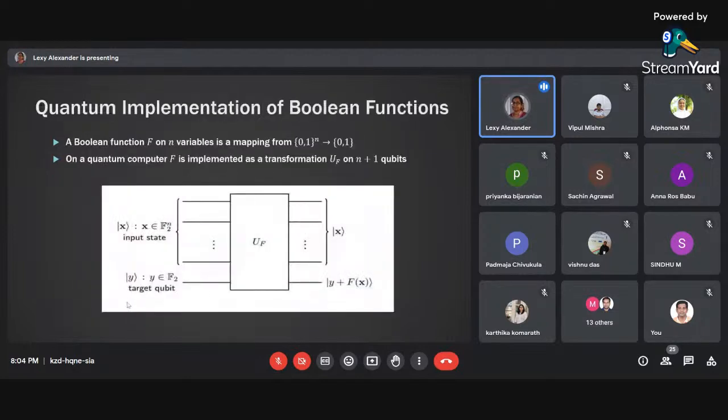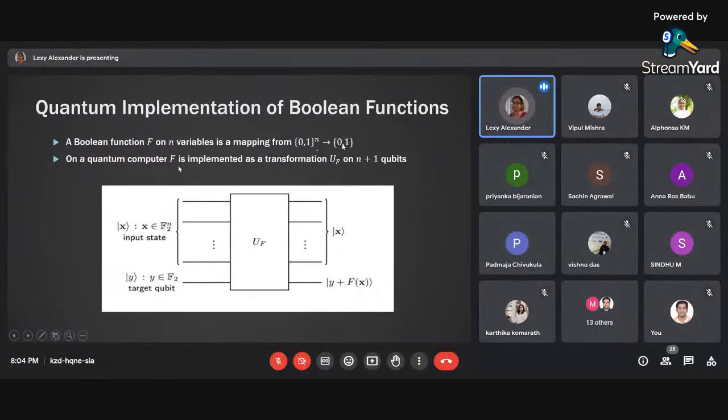Now, anything in the classical setting, when you implement it, is implemented as a Boolean function. A Boolean function f on n variables is a mapping from {0,1} to the n to {0,1}. The inputs take only values 0 and 1, and the output is either 0 or 1. So in a quantum computer, how will you implement this? Because this is a many-to-one mapping, it is not invertible.